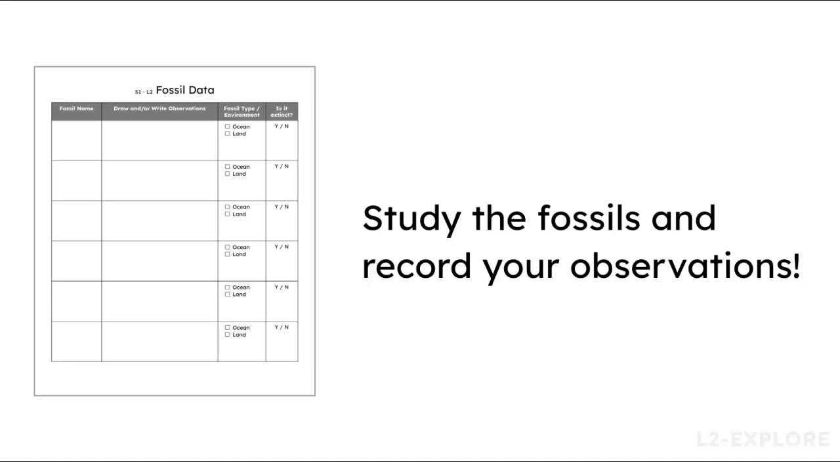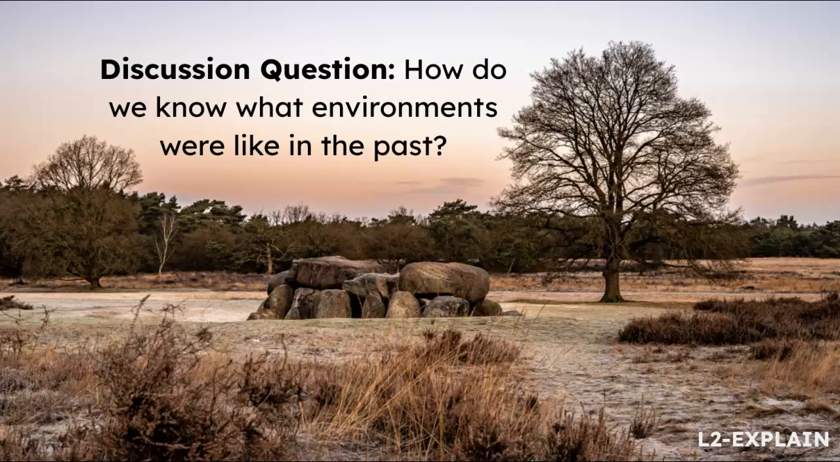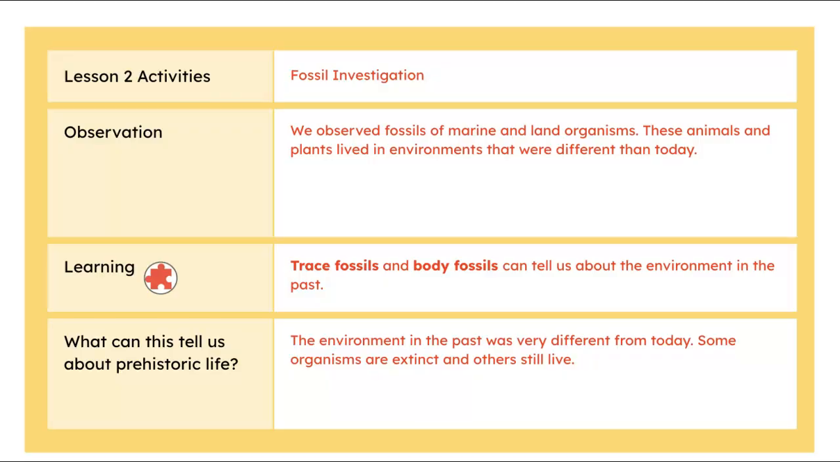For the Explain portion, you'll bring the class together and lead a discussion about students' observations from the investigation. You'll use the provided questions to guide your discussion around the question, how do we know what environments were like in the past? The goal of this class discussion is to reflect on how the type of fossils found in a location can give us clues about prehistoric environments and how the environment has changed over time. You'll use the discussion to create the Lesson 2 summary chart.